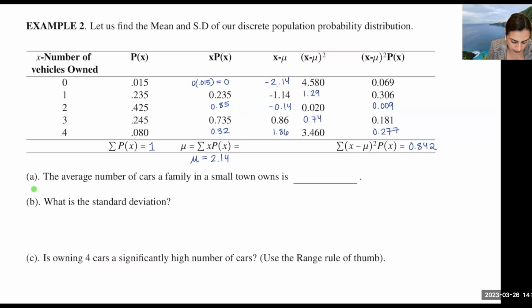Okay, so part A is asking us, the average number of cars a family in a small town owns is, well, we know that we found that, right? We know that the average here, the mean or the expected value, is 2.14. That's what the mean is. And now it's asking us, what is the standard deviation?